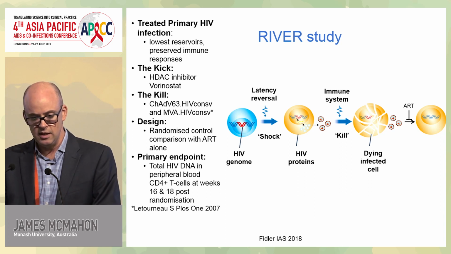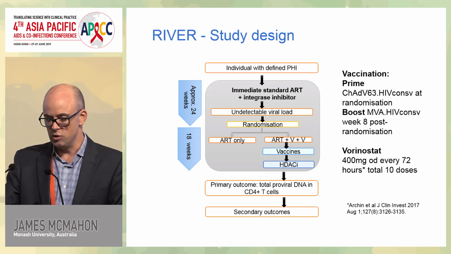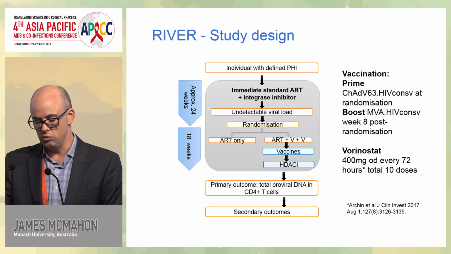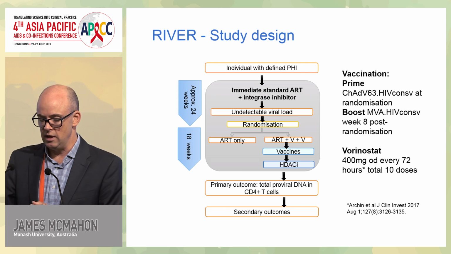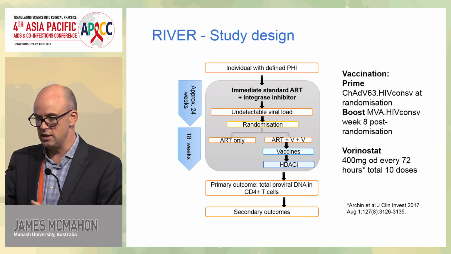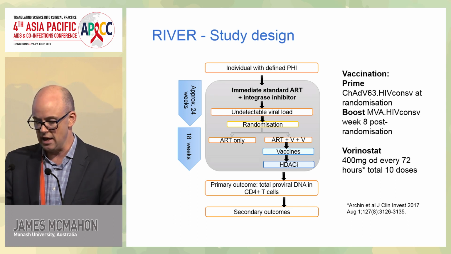You can see there this Chad 63 MVA, and the latency reversal agent was vorinostat. And for the sake of time, I'll just flick through the design. It was a randomised study to give individuals just ART or to give them the combination of the vaccines and vorinostat, and the outcome of the study was just looking at the reservoir. So the measures that Denise had discussed, they just looked at the amount of HIV DNA left in these individuals after this intervention.